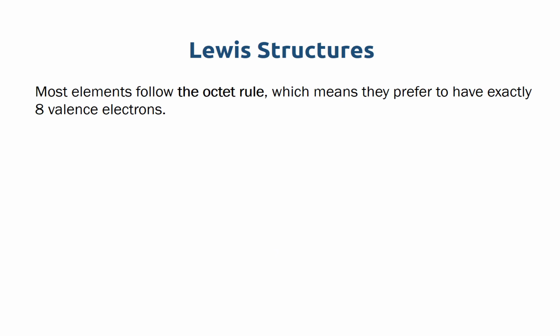Most elements also follow something called the octet rule, which means they prefer to have exactly 8 valence electrons. So for example, in these two molecules, we can see that carbon, in both cases, has 8 electrons.